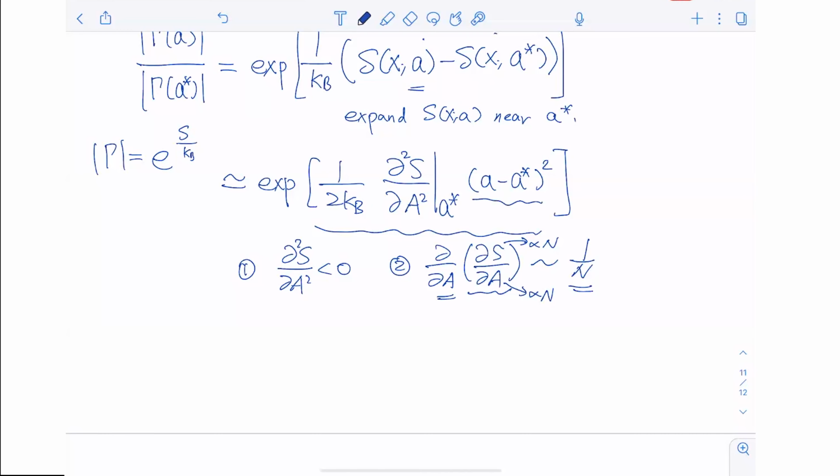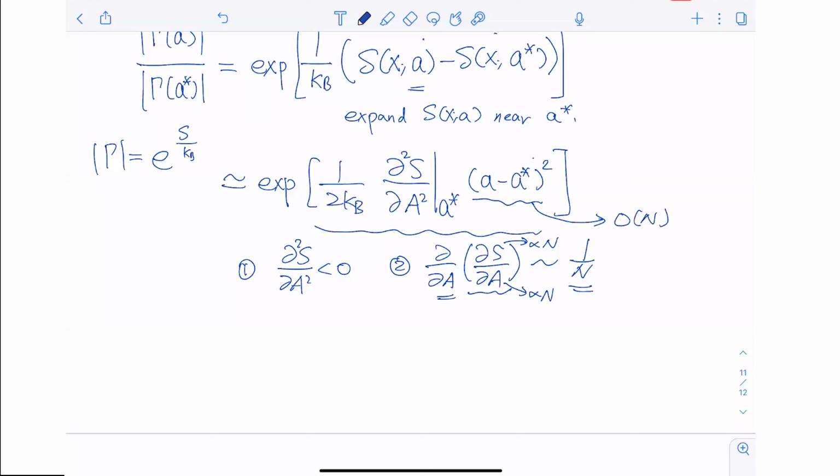And we also know another thing. This A is an observable, which means that it is a macroscopic quantity, which means that for any reasonable measurement in the macroscopic world, the deviation from the equilibrium value will also be of order N, okay?